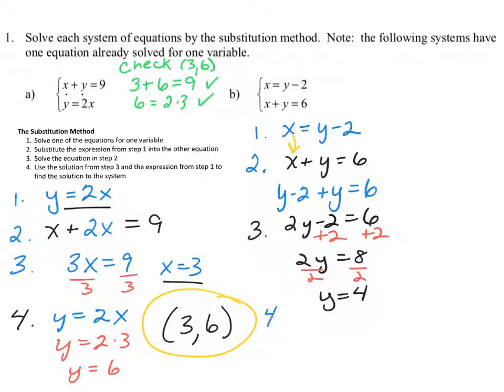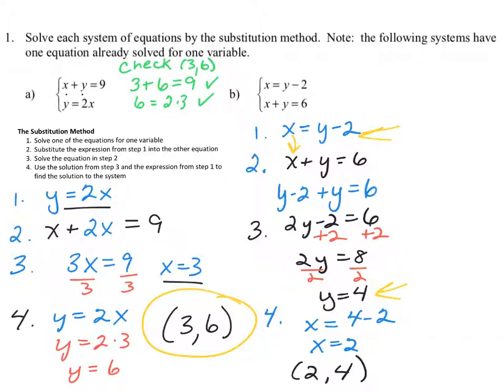Step number 4 is where we take the answer from step 3 and the equation from step number 1 and solve for the other variable. When we do that, we get x is equal to y minus 2, where y is equal to 4. So we know x is equal to 4 minus 2, x is equal to 2. So our solution can be written as an ordered pair, (2, 4).